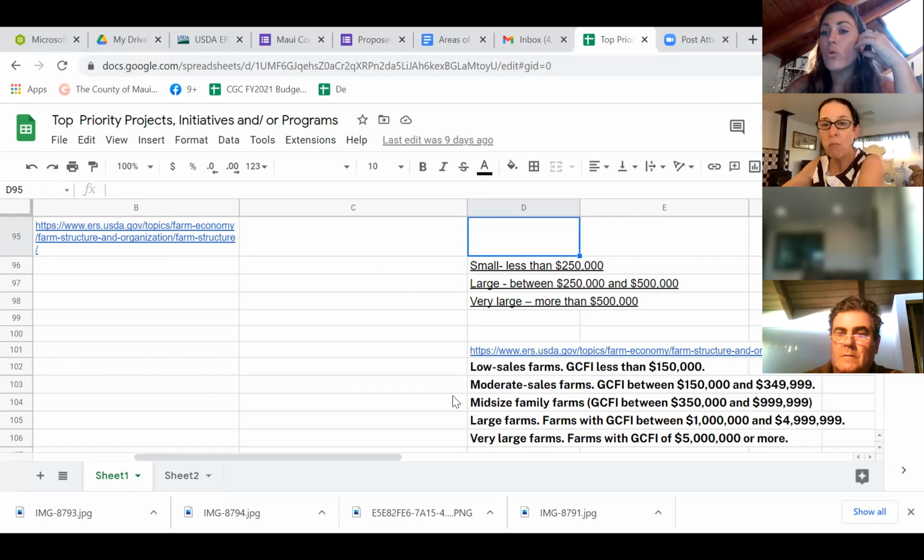But we're not following these specifically. We're just using them as guides to ensure that the resources from the department are helping the people that need it the most, and not just going to large, huge ag operations.